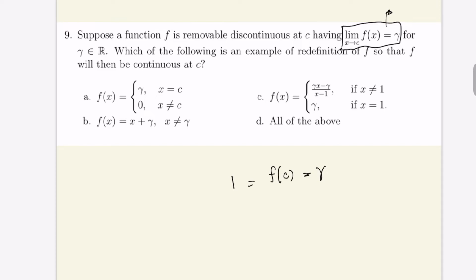The answer here is, alin ba? Ito. So, ito na. Kasi ito yung f of c natin eh. Yan. So, kunyari yung c is 1. So, eto na siya. That's it.